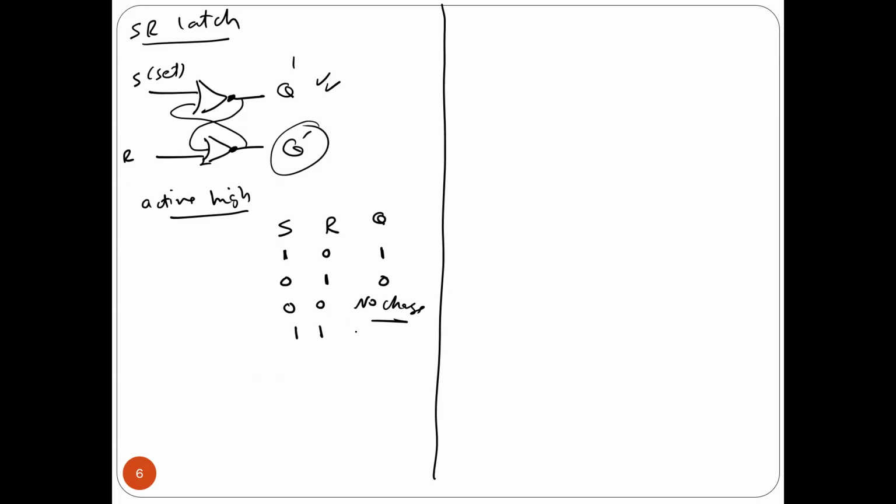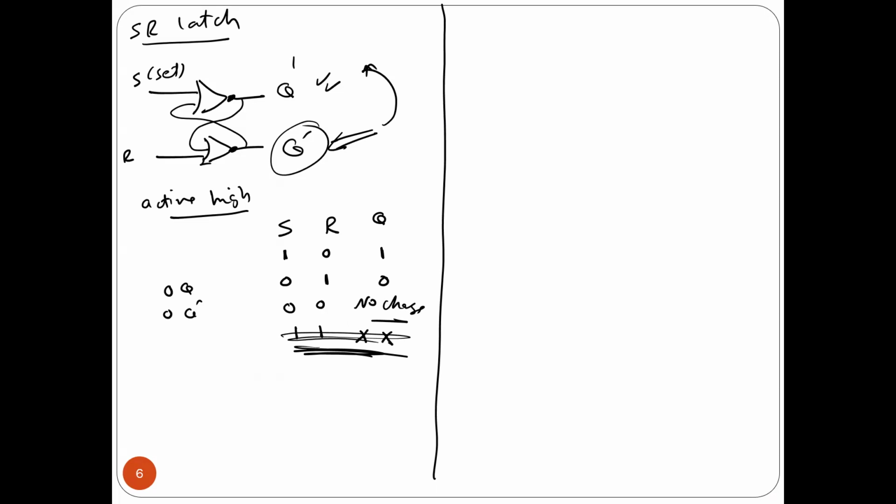Also, I told you 1, 1 is the forbidden case. You should not use it, because if you put 1, 1, you will get Q and Q prime both equal to 0, 0. This is forbidden because Q prime always has to be the complement of Q. Forbidden means you should not use it.